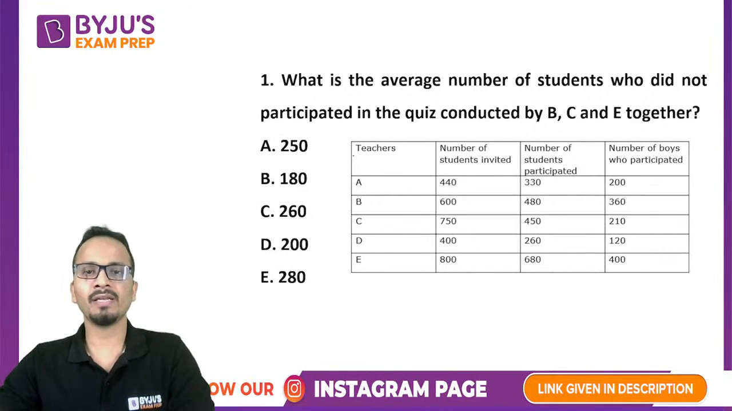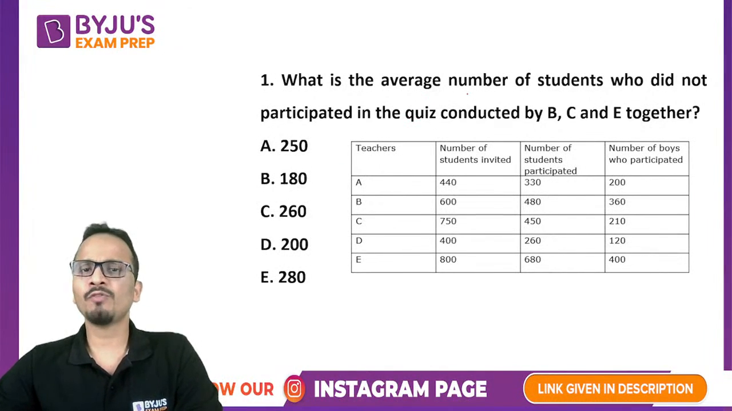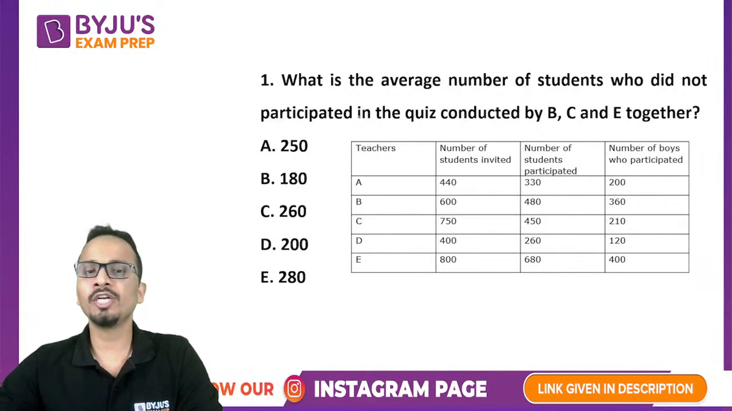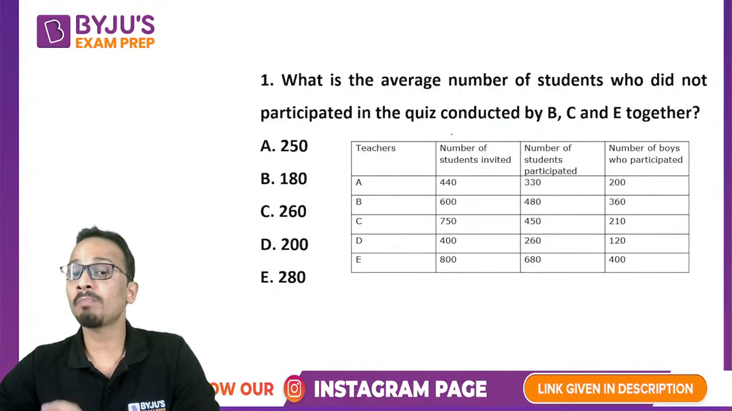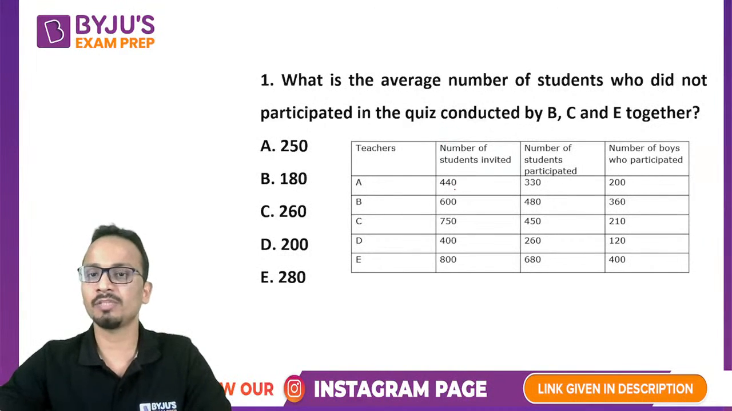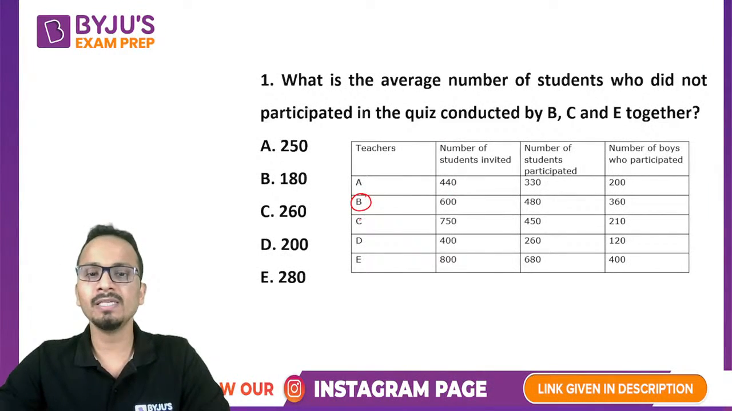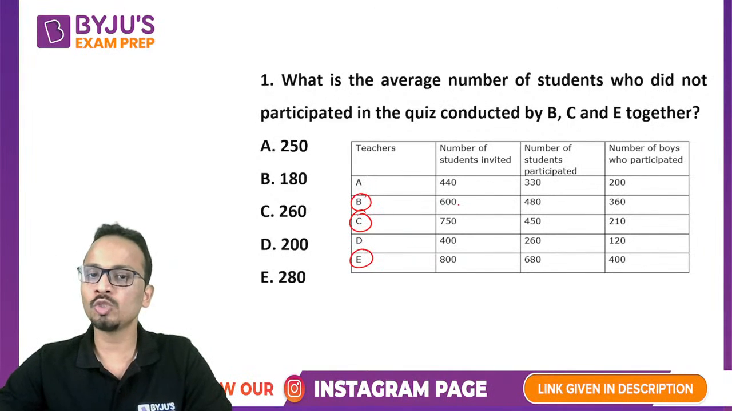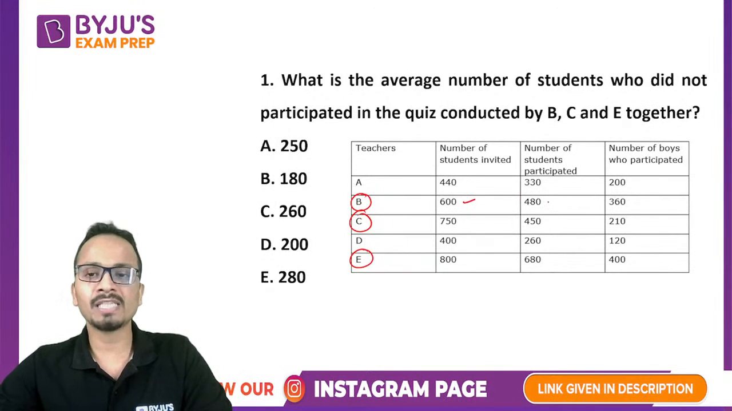Okay, so let's begin solving this one. We have to find the average of the number of students who did not participate in the quiz. So they were invited, but they did not participate. And we have to do it for B, C and E. The number of students invited in B is 600. The number who participated is 480. So the number of students who did not participate will be the difference of these two numbers.